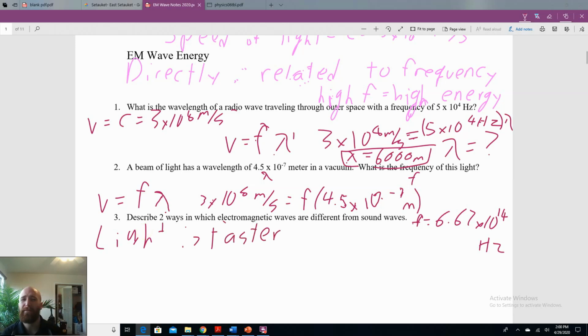Remember, the speed of sound from the previous unit was 331 meters per second. This is 3 times 10 to the 8th, or 300 million meters per second. So light's definitely faster. Light does not require a medium, but sound does because it's mechanical. Light is transverse. Sound is longitudinal, so that would be a good answer. Yeah, so those would all be good answers.